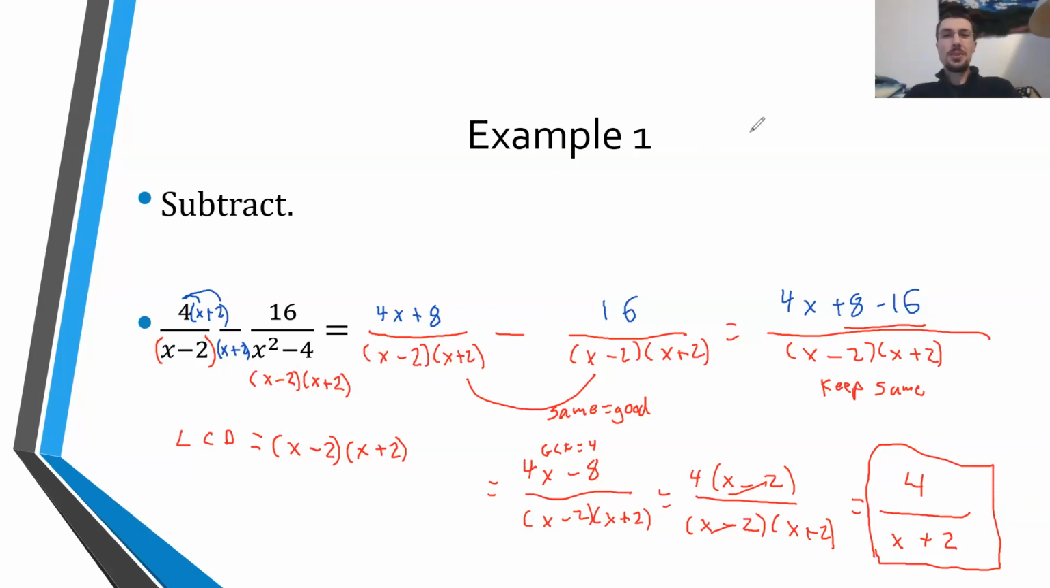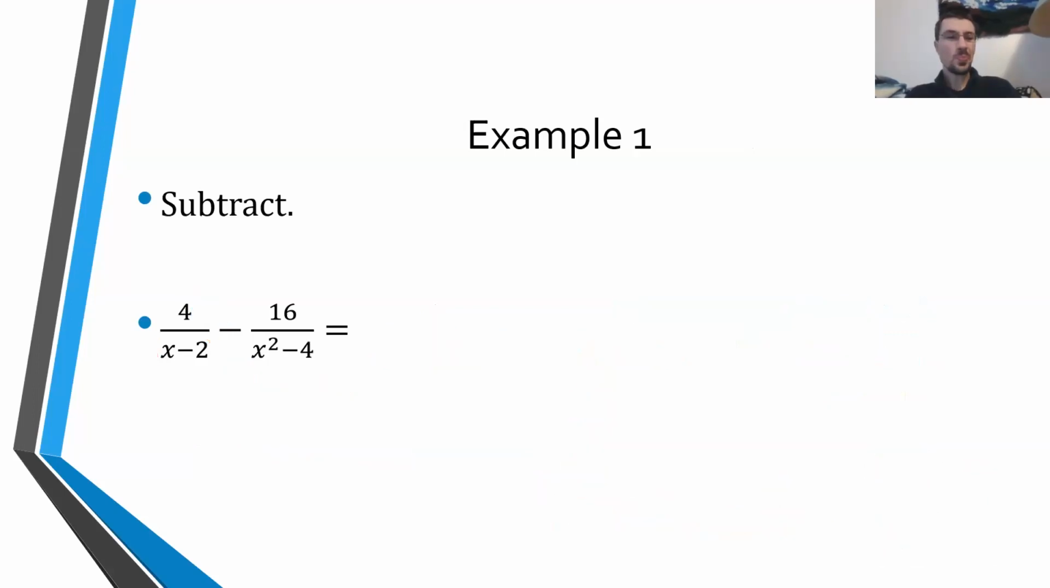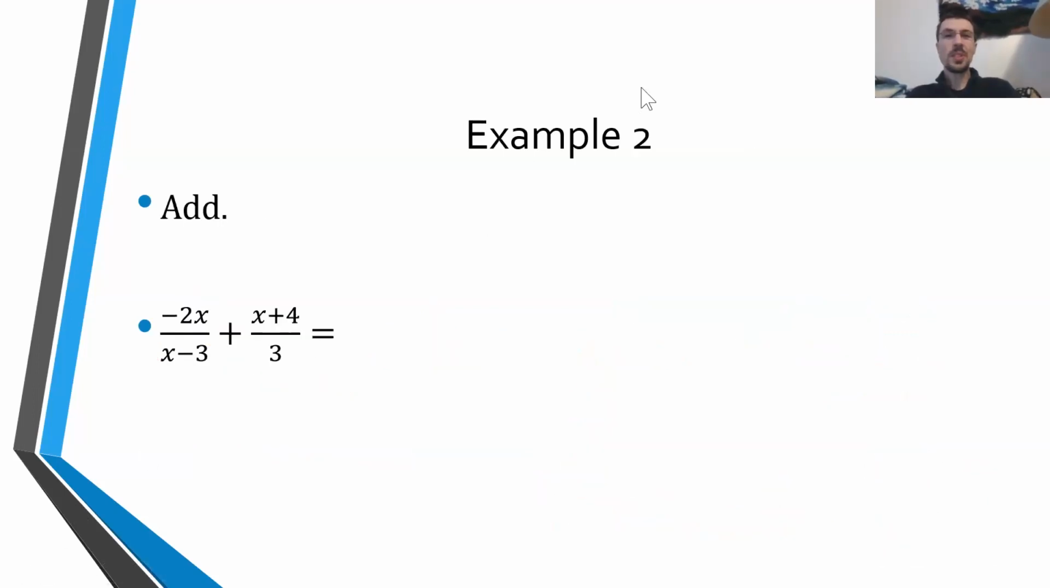Okay, let's go do another example. Notice that this one was different because we had this last step. We had to factor and cancel. We didn't have to do any of that in the previous video. Now we're going to add two fractions. Here, the LCD is a little bit more straightforward. Your LCD is going to be 3 times x minus 3.